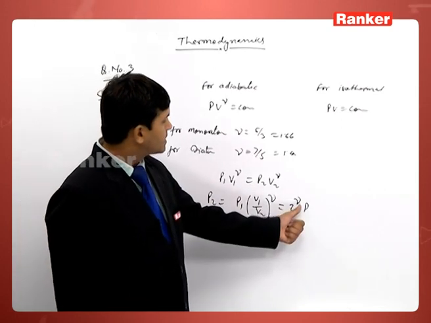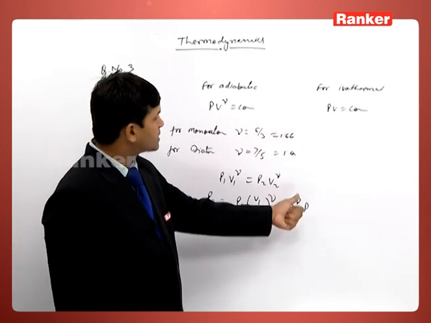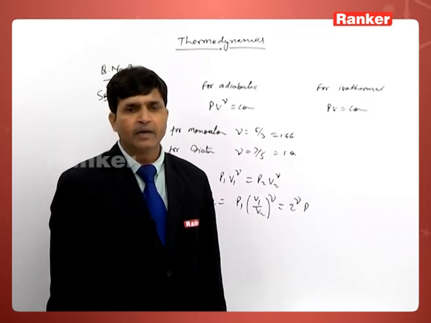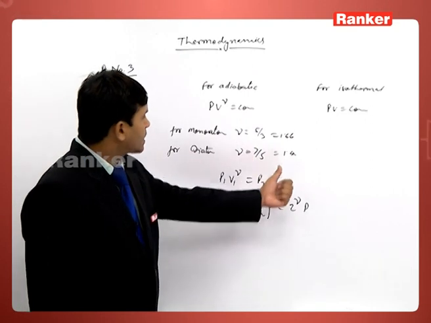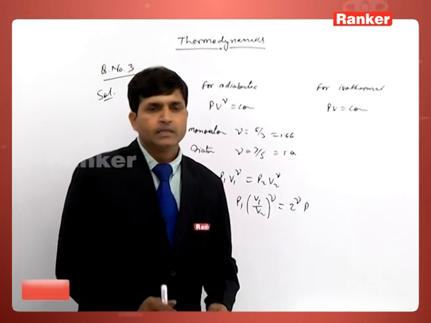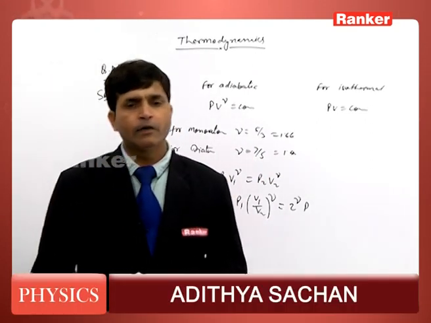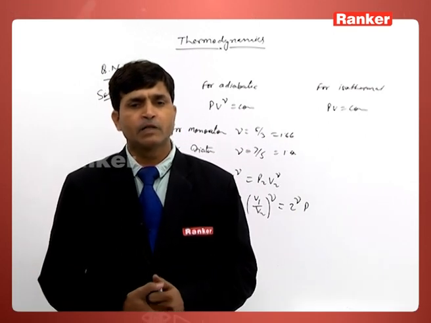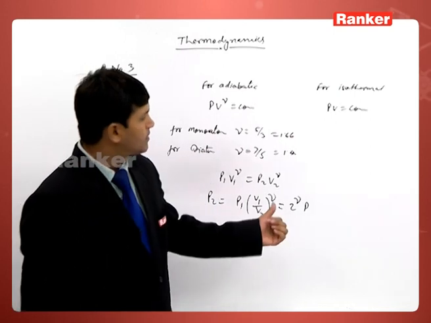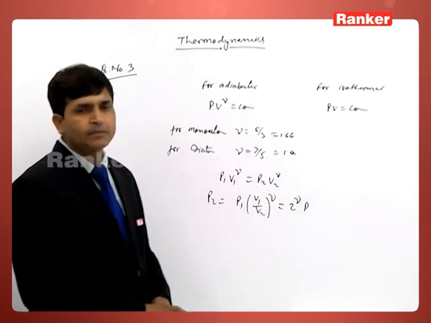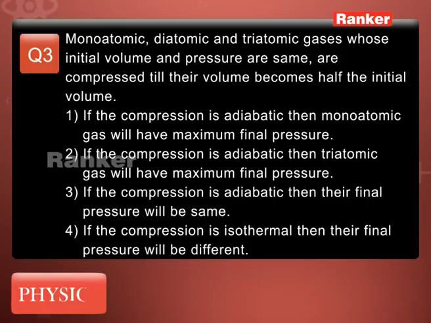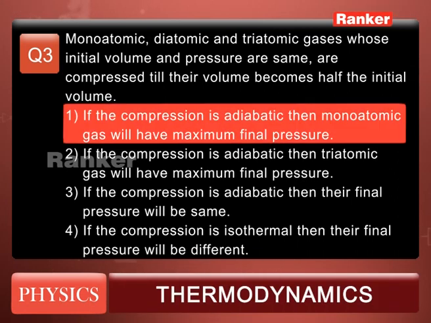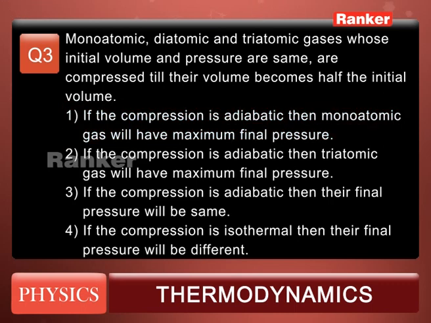If we are having monatomic gas, it has the maximum value of gamma, so pressure will be the maximum, then diatomic, then triatomic. So as per the given options, option number 1 is saying if the compression is adiabatic, then monatomic gas will have maximum final pressure. So this statement is correct. So our correct option is option number 1.